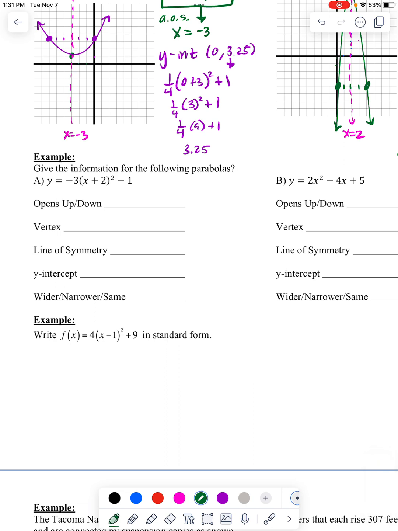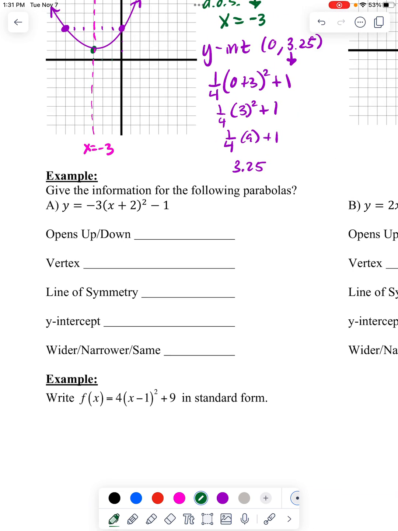Okay, so here we're going to be giving information, but without having to graph it. So think about whether it opens up or down. That's looking at the A. A negative A is going to make it open down. So think about what you look at in each case. So in this case, I have a negative A.